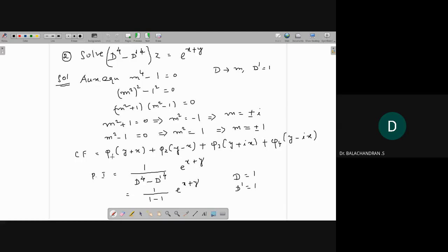So the complementary function is φ1 of (y + 1·x), that is y + x, plus φ2 of (y - x), plus φ3 of (y + ix), plus φ4 of (y - ix). So we got the CF. Now we need to find the PI.